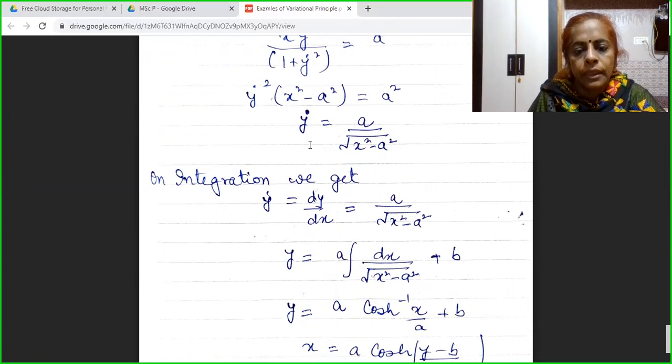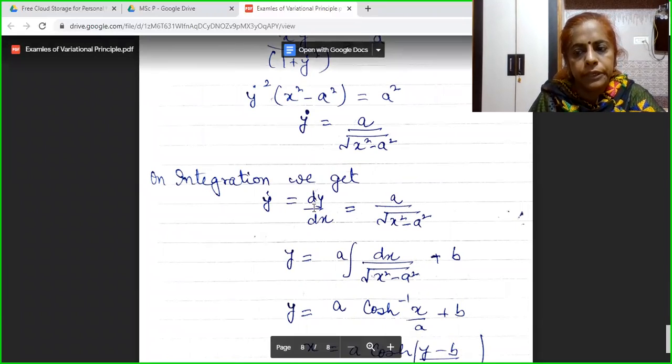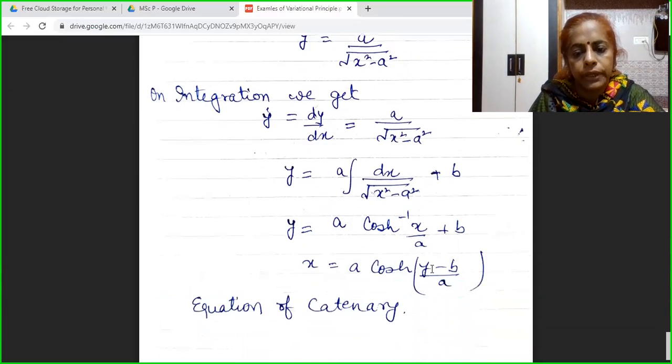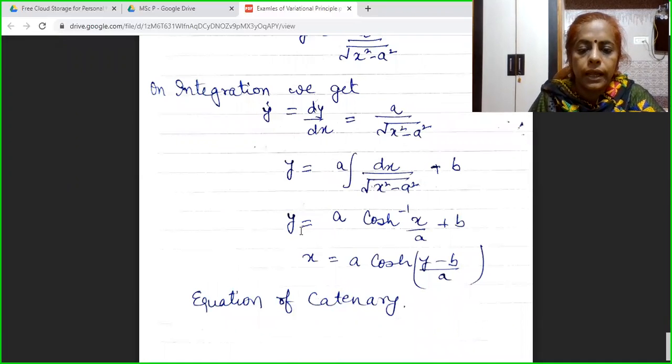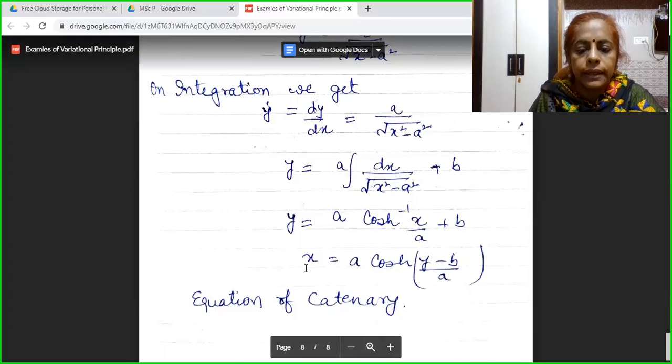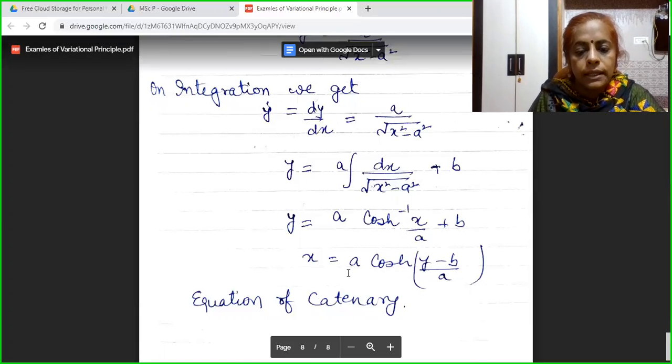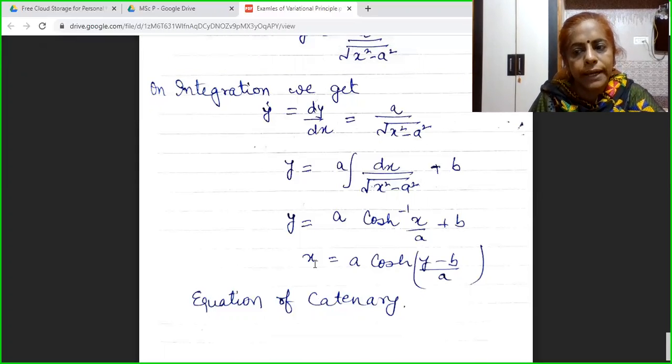What is y naught? The derivative of y with respect to x. So I am integrating with respect to x. I get y equals a, which is constant and taken outside, times the integral of dx upon root of x square minus a square, plus b, a constant of integration. Using the standard integral, I get y equals a cosh inverse of x upon a plus b. So x is equal to a cosh of (y minus b) upon a. Students, I got my value of x. I got my required path.